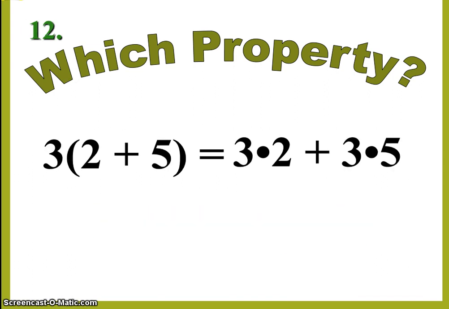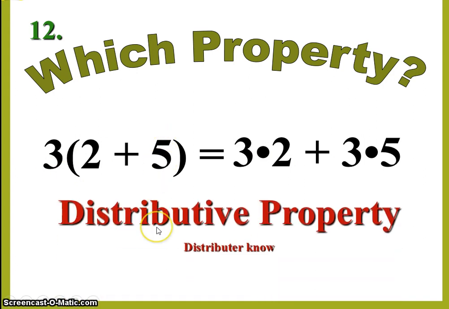Okay, now this one's the last property. It's a little different. Notice now we're multiplying 3 times 2, and we're multiplying 3 times 5. And this one's called the distributive property because you're distributing the 3 to each of the terms inside.